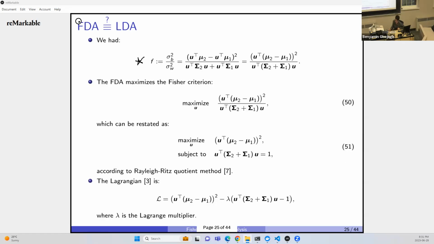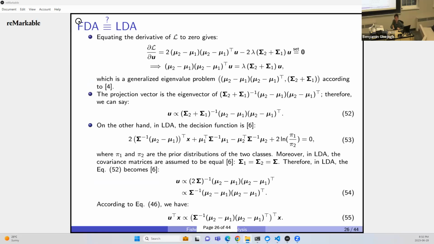I'm repeating it here. This is the Fisher criterion, and FDA maximizes this Fisher criterion. I can write it roughly as maximization of its numerator while I set the denominator equal to 1, similar to what we had in the Rayleigh-Ritz quotient. Actually, this is the Rayleigh-Ritz quotient exactly, sorry about that. It's equivalent. Then I write the Lagrangian, where lambda is the dual variable, or Lagrange multiplier. Take the derivative with respect to the optimization variable and set it to 0.